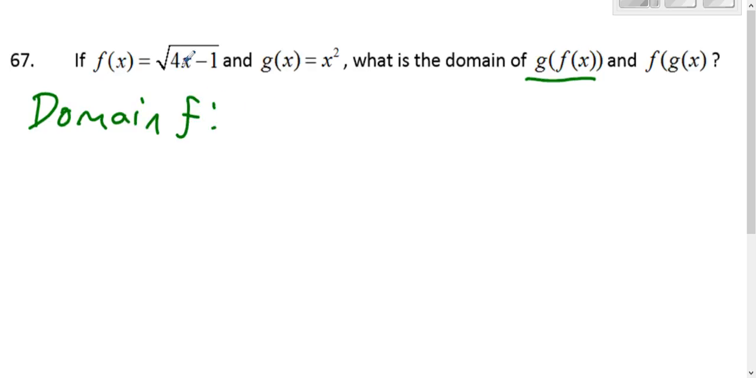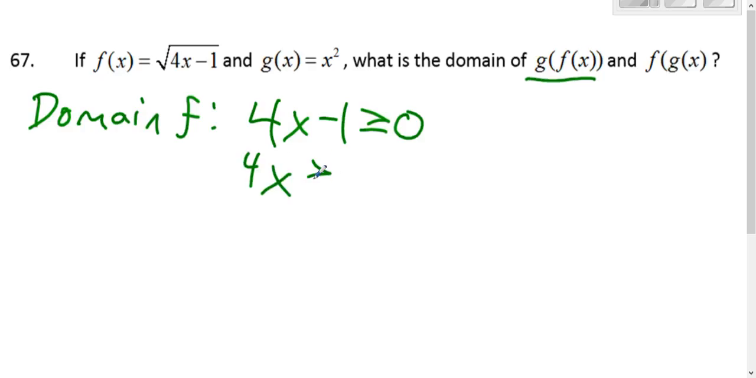we're not allowed to do square roots of negatives. So that means the inside of the square root, the radicand, has to be greater than or equal to 0. Which means 4x has to be greater than or equal to 1, which means x has to be greater than or equal to 1/4. So it starts with the domain of f, but it has to work all the way through. So it starts with x being greater than or equal to 1/4.